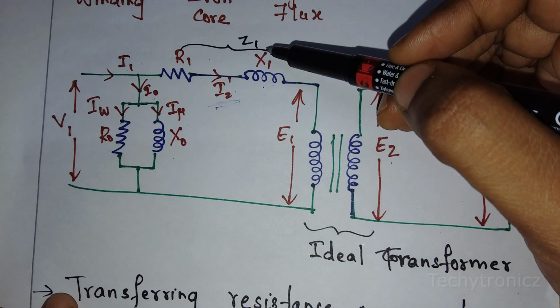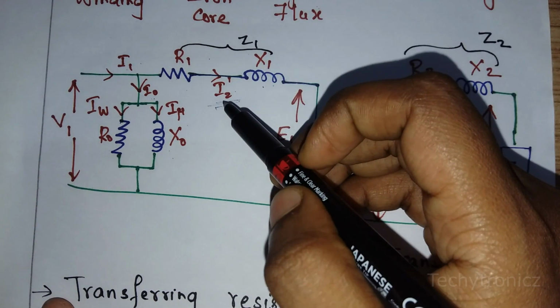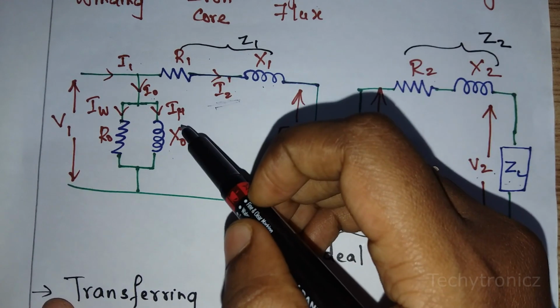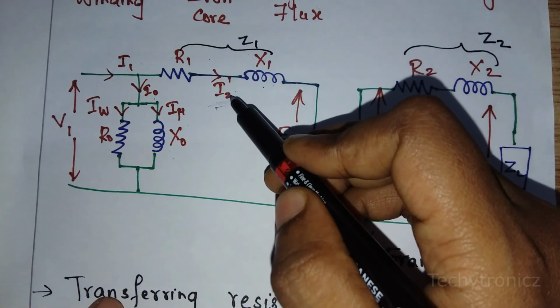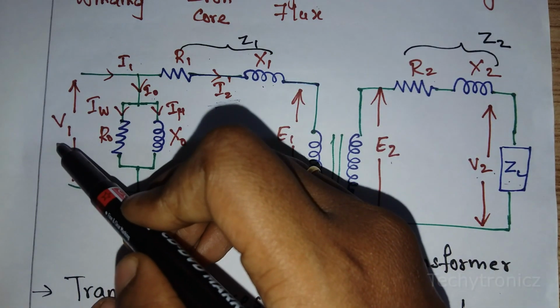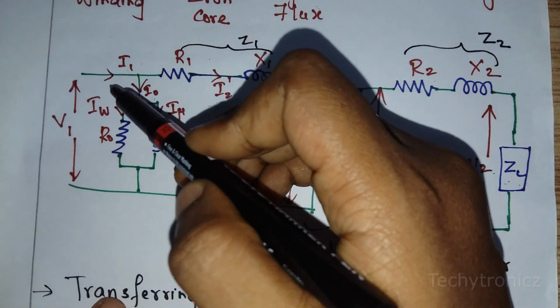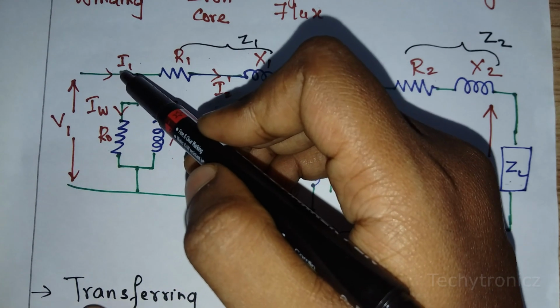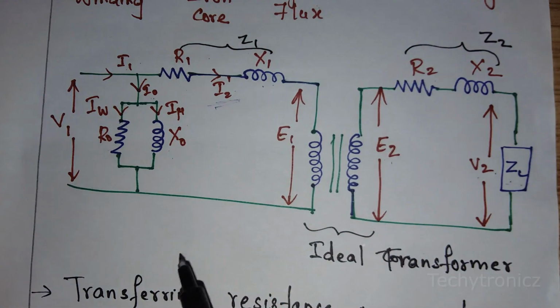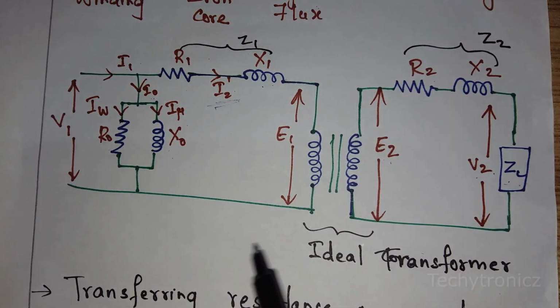As I said in the previous video, for the load condition, the primary winding draws an extra additional current that is denoted as I2 dash. The supply voltage in the primary winding is V1 and the current that flows in the primary winding is I1. So this is the complex equivalent circuit of the transformer.